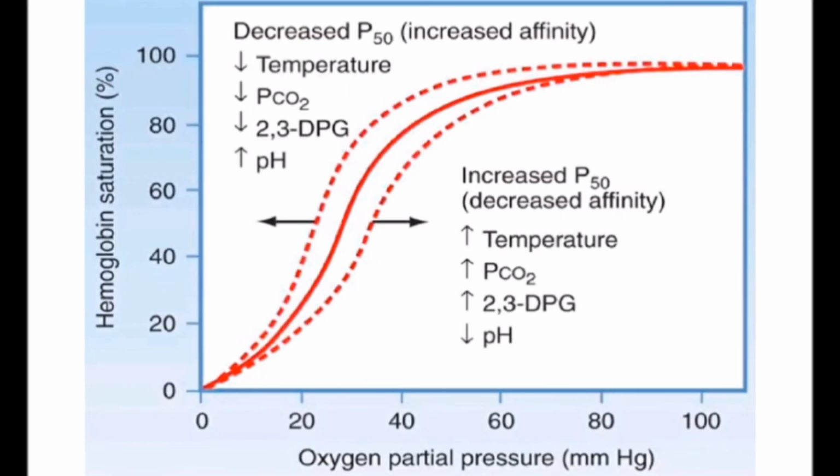This is a diagram showing both the shift to the right and the shift to the left. For the left shift: decreased P50, decrease in blood temperature, decrease in PCO2, decrease in 2,3-DPG, increase in pH, and also increase in PO2, which is not written there. What about the right shift? You can see increased P50, which is a decreased affinity of oxygen for hemoglobin: decrease in PO2, decrease in pH, increase in temperature, increase in PCO2, and increase in 2,3-DPG. So this is a graph showing P50 as well as the factors shifting the curve left and right.